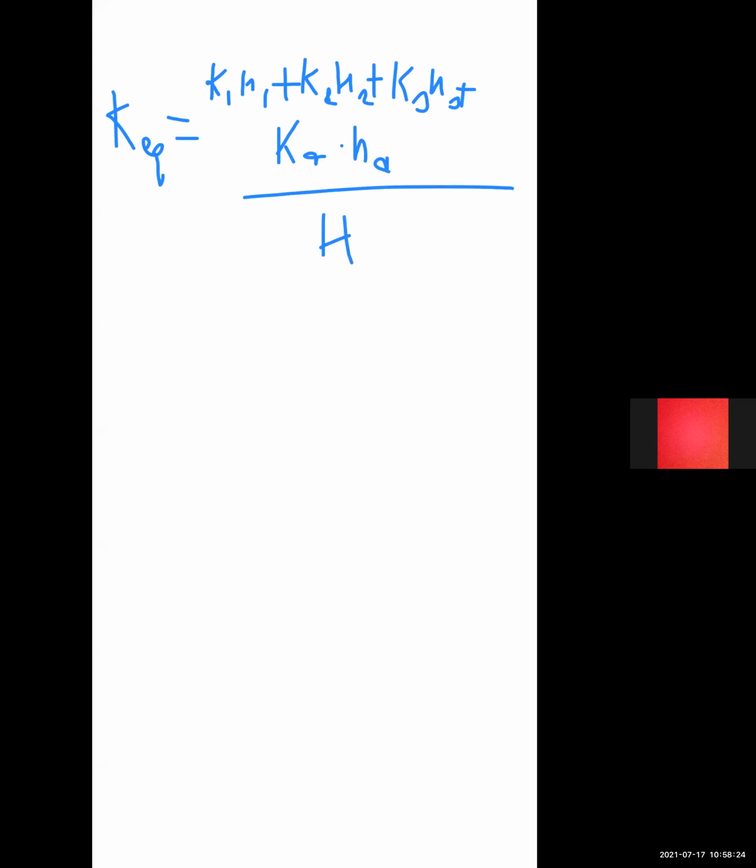So we can write it in a simple way: if a soil strata is given, KH, that is K equivalent in the horizontal direction, is the summation of K into H divided by the summation of H.